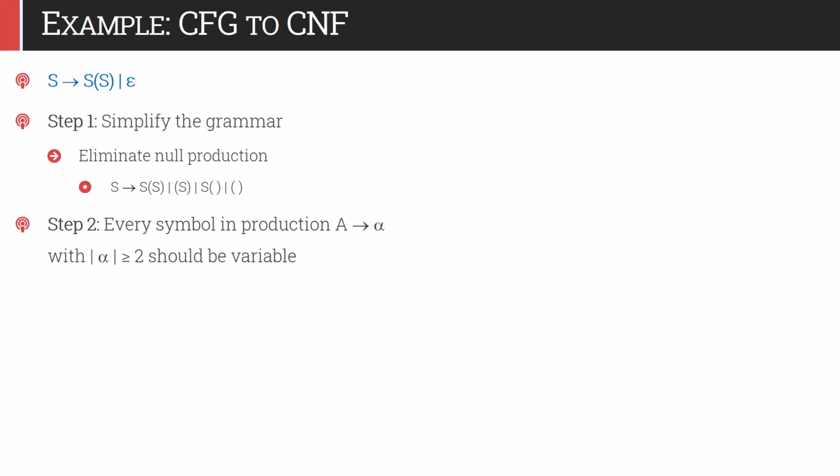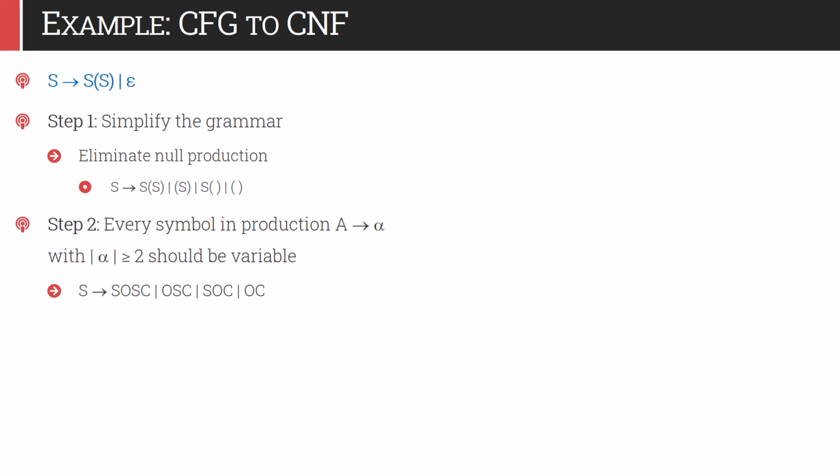If any production has length greater than or equal to 2, then we have to convert it into variables. For the first production, S derives S, then opening parenthesis is a terminal, then capital S, then closing parenthesis is a terminal. So there are four symbols in the first production of S. So for opening parenthesis and closing parenthesis, we will assume the variables capital O and capital C. They are the variables for representing opening parenthesis and closing parenthesis. So the first production of S would become S derives O S C.